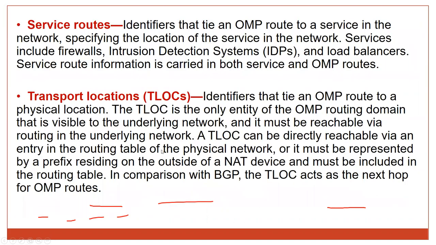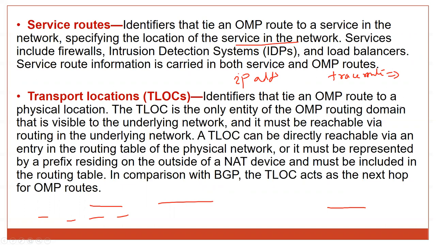Then if you go and check the service routes, you can see that they identify OMP routes tied to a service in the network, specifying the location of that particular service in the network. Location means the IP address. If you do a traceroute, it will show the exact path to this location, meaning how we can reach this firewall or any kind of service. We are going to do the traceroute in a future lab, and you will see how it goes towards that firewall and then goes out to whatever exit and next hop we have defined.